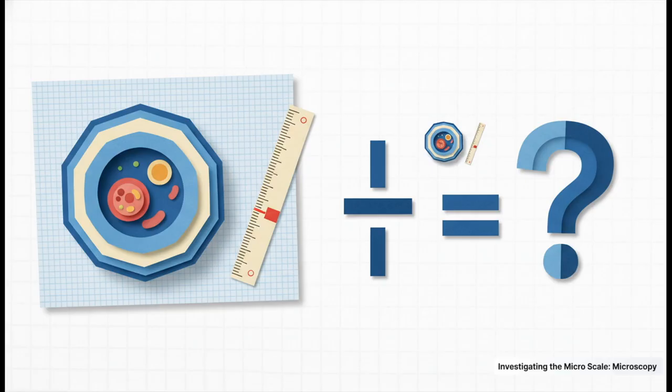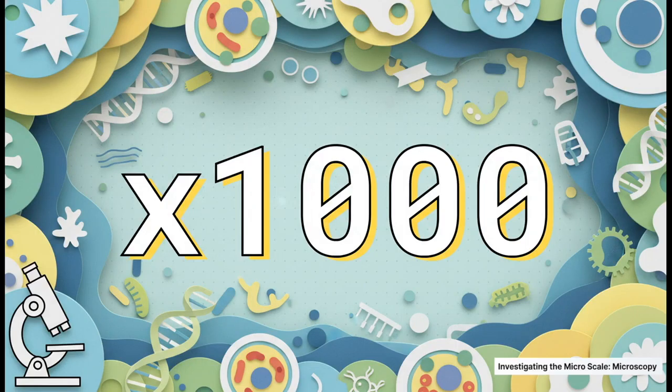Now here's a really crucial check. Make sure the units are the same. Here, they're both in millimeters, so we're good to go. Pop that into your calculator, and the answer is a magnification of times 1,000. See? Not so bad when you break it down.